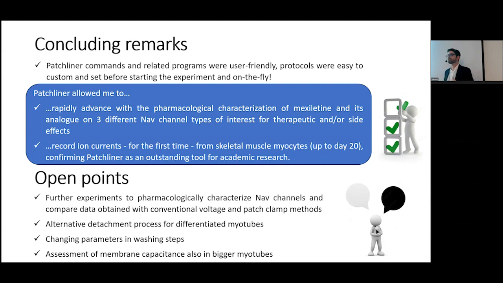Then there are also some open points that we will address in our future plans. Further experiments to pharmacologically characterize nerve channels and compare data obtained with conventional voltage and also Patchliner methods. We need to find an alternative detachment process for differentiated myotubes, change some parameters in the washing steps, and assess the membrane capacitance also in the bigger myotubes.